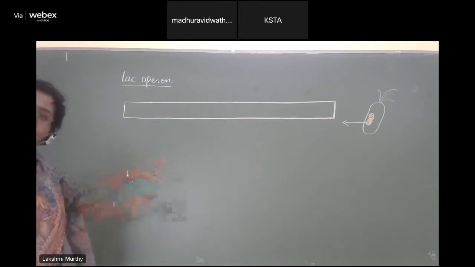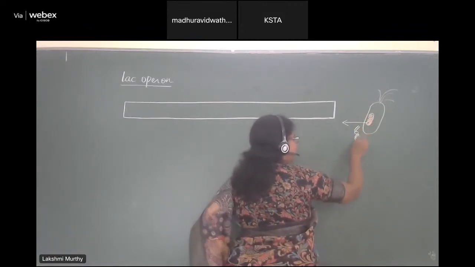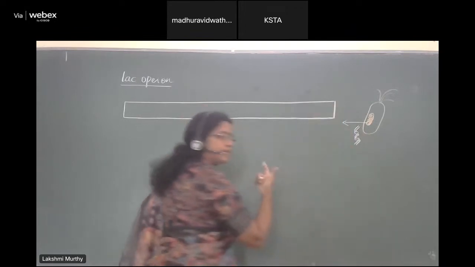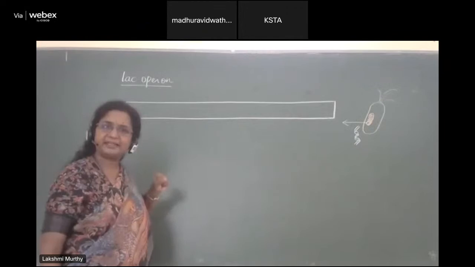So what I'm showing here is basically DNA, please remember, this is DNA, which is present here. I'm just showing this as a two-line structure here. Now, what are the parts that are going to be seen here?